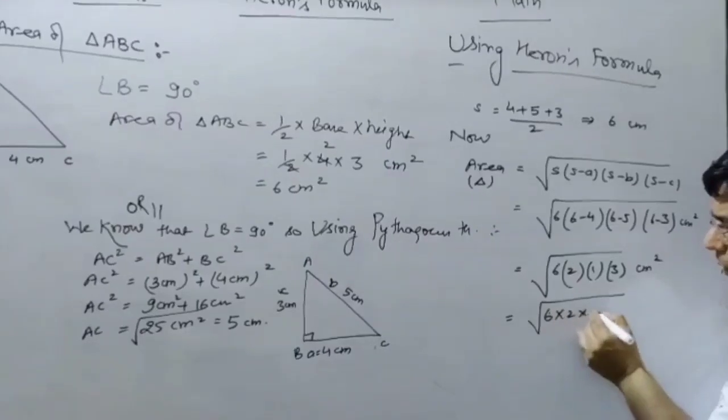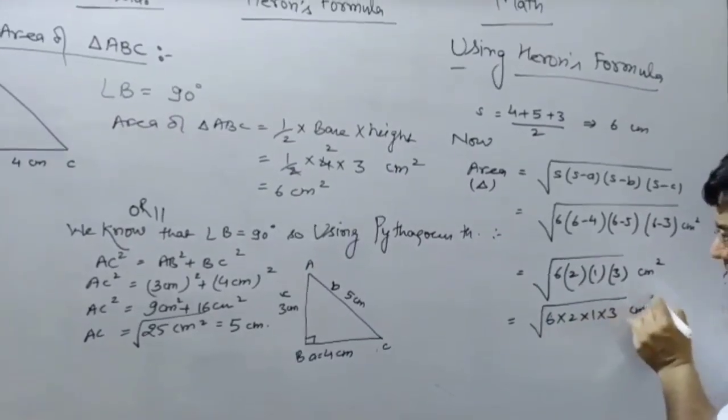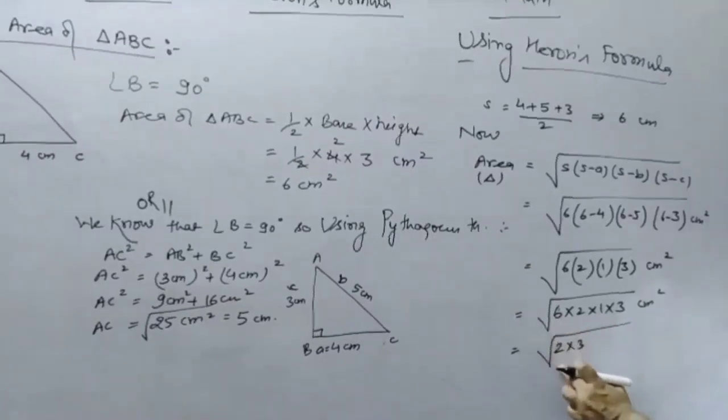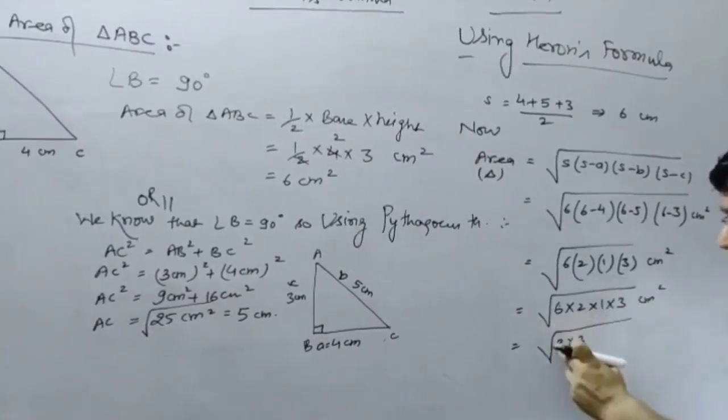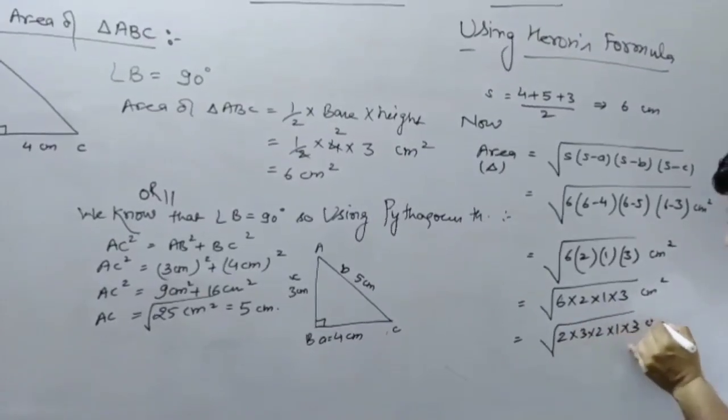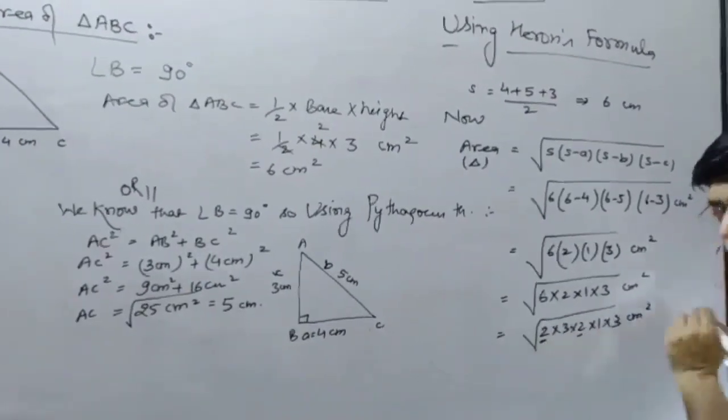So that is 6 into 2 into 1 into 3 centimeter square. 6 we can write as 2 into 3. We should calculate the factor of 6, and that is 2 into 3. Again this 2, 1 and 3. Now we know it very well, the pair of 2.